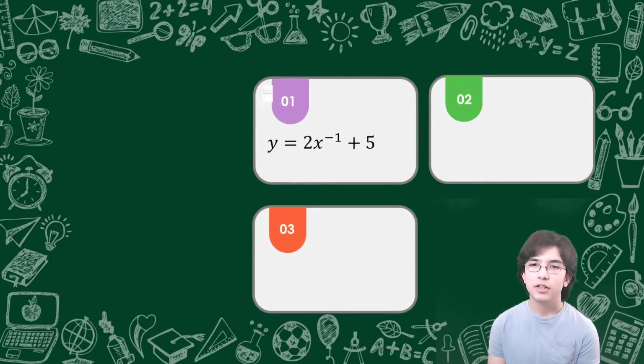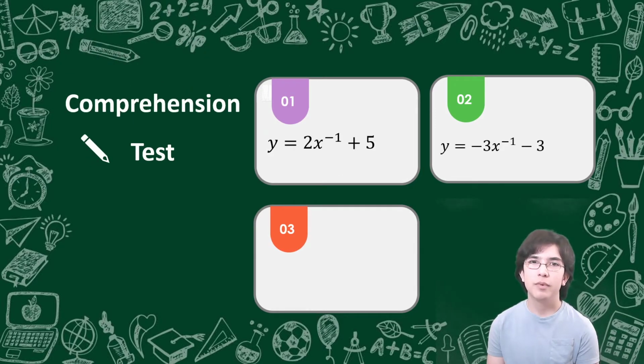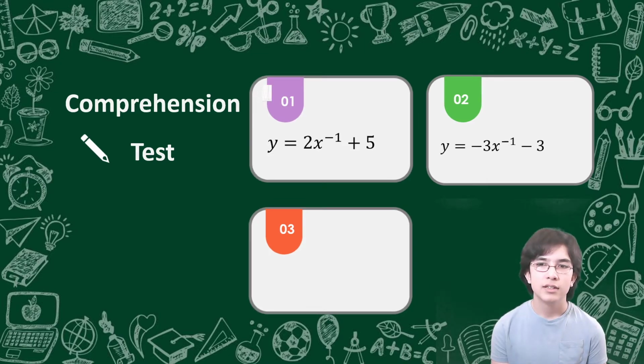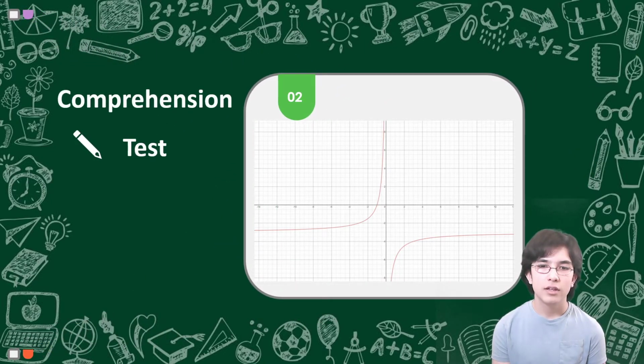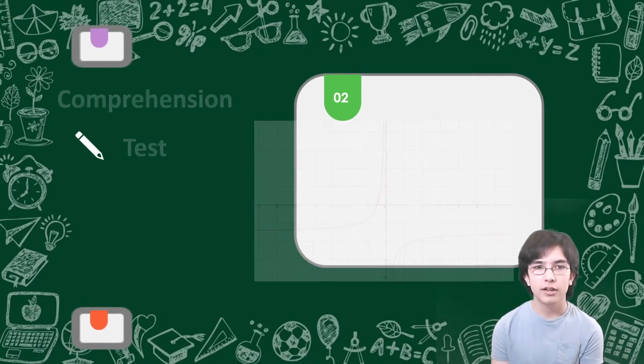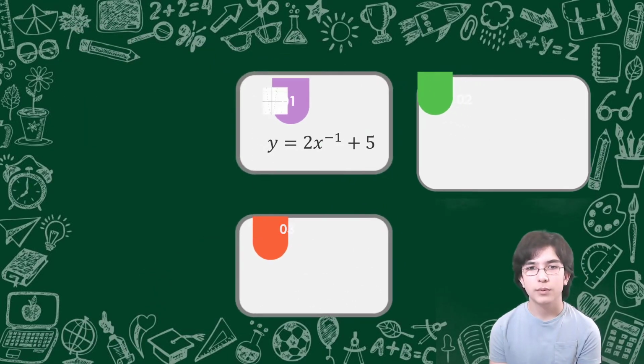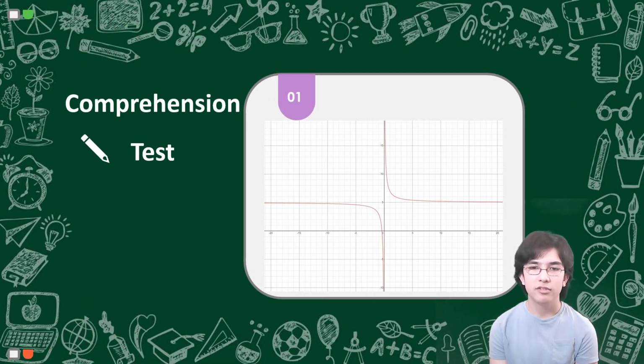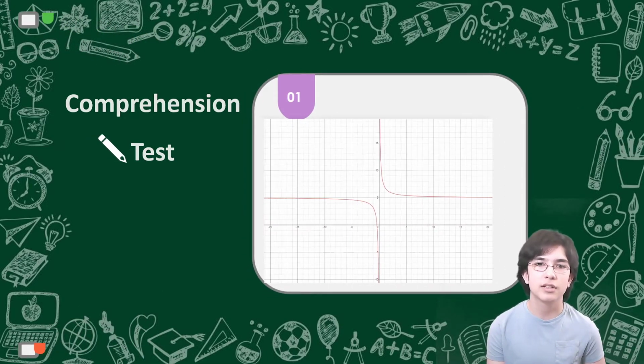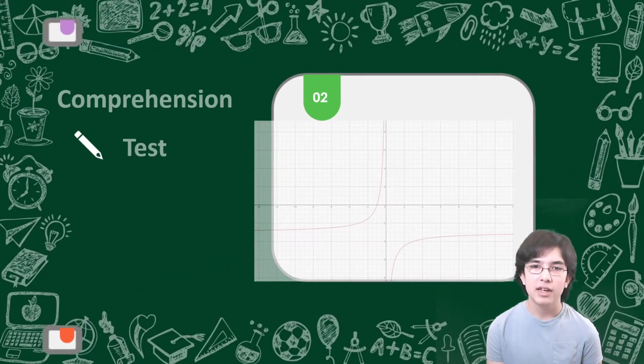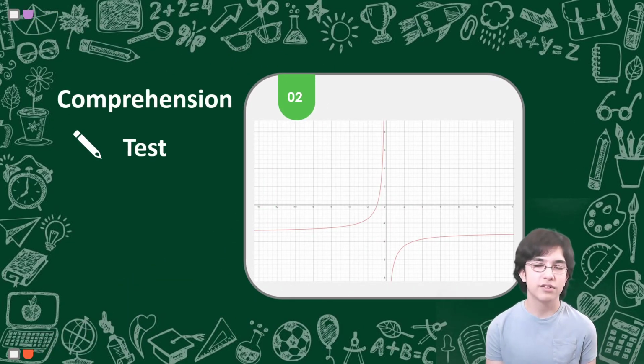Question 2. Draw the graph of y equals -3x to the power of -1, -3. So here, you have the graph tending towards -3, but you'll notice that the quadrants therein have changed. So previously in the graph, you'll notice that it was in the top right quadrant and the bottom left quadrant, but because it's negative, it has moved to the top left quadrant and the bottom right quadrant.